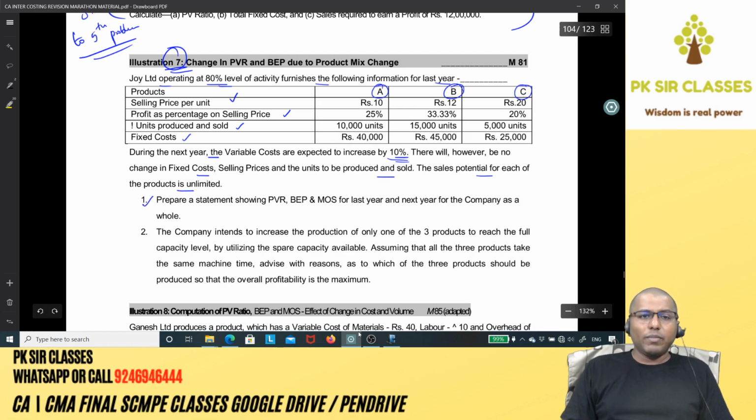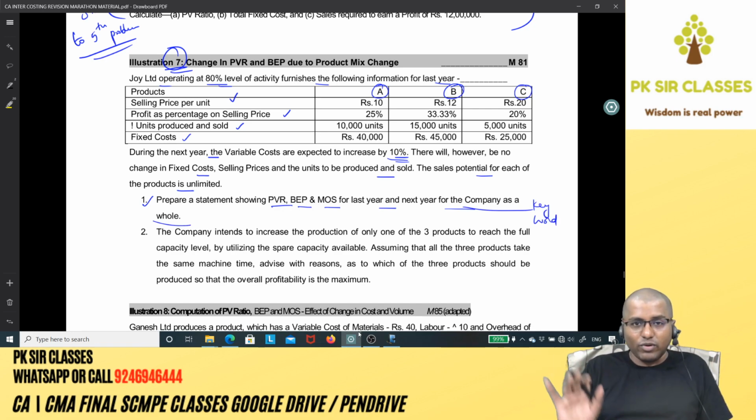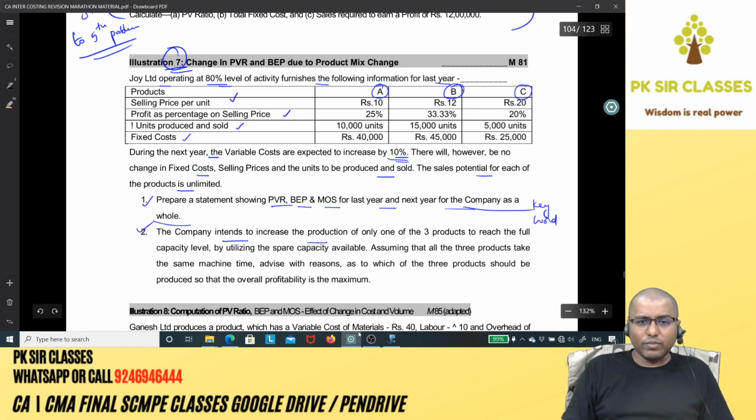First one. Prepare a statement showing PV ratio, break-even point, margin of safety for the last year and the next year for the company as a whole. This is a keyword. You should be calculating the thing for the company as a whole, not for product A, product B, and product C. Got the point?